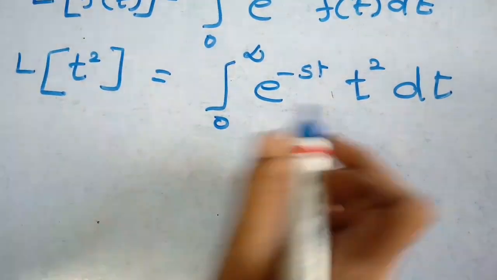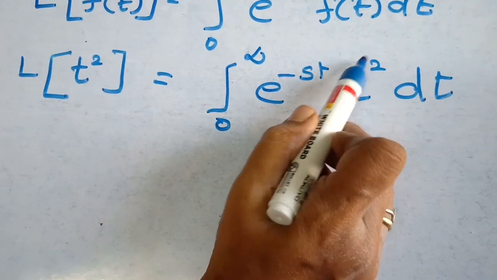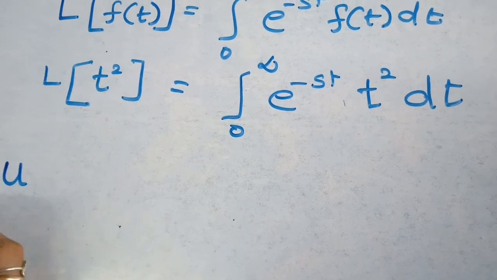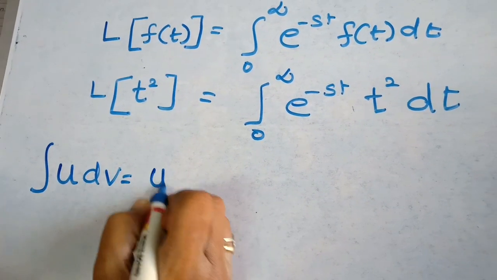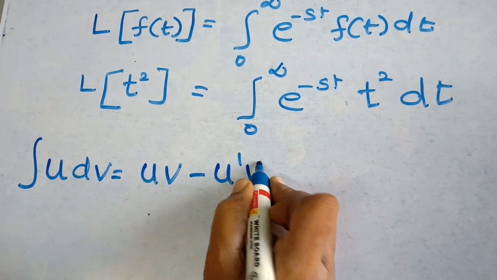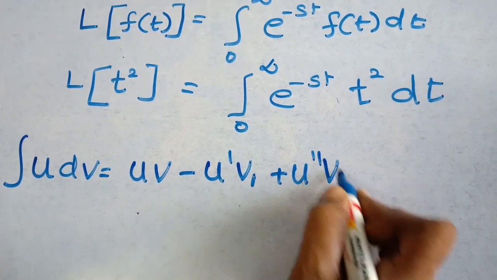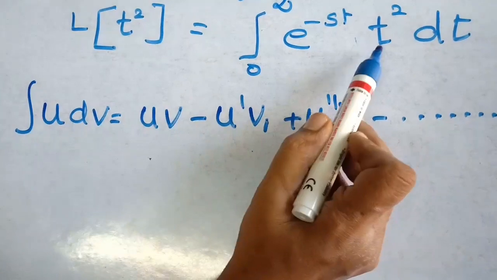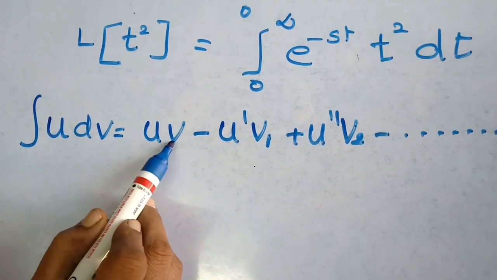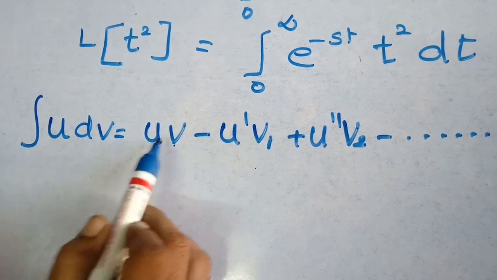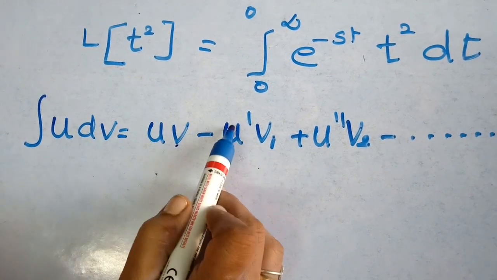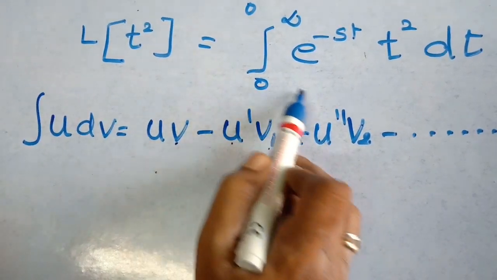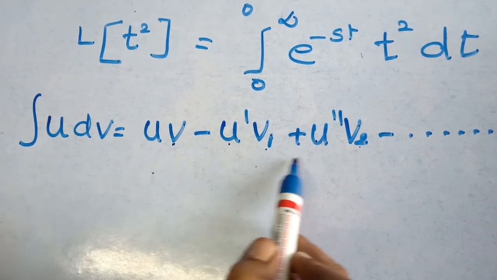You can use, see, I am using the Bernoulli formula because this is a higher derivative. Easily you can solve once you use the Bernoulli formula. What is the Bernoulli formula? Integral u dv is uv minus u' v1 plus u'' v2, etc. Here u is the one we take as u, and v is what you get once you integrate dv, and u' is the differentiation of u, and v1 is the integration of v, u'' is the differentiation of u', v2 is the integration of v1.